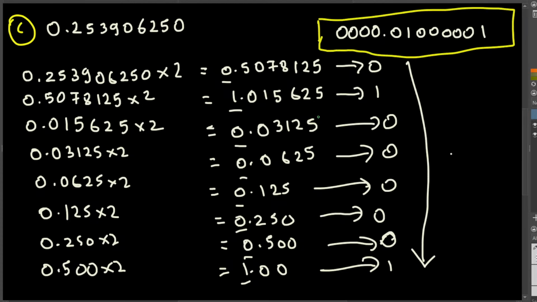Okay, and that's how we can convert a decimal fraction into a binary fraction.